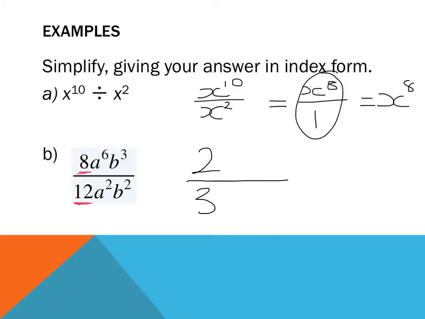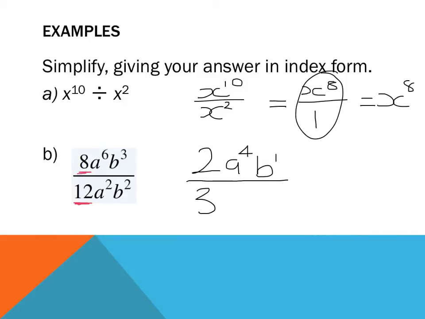Okay, now if I've got a to the power of 6, a to the power of 2, there's 2 a's on the bottom. I can get rid of both of those, which leaves me with 4 a's on the top. Now if I have 2 b's on the bottom and 3 b's on the top, if I cancel out 2 of the b's from the bottom and 2 of the b's from the top, that leaves me with b to the power of 1.